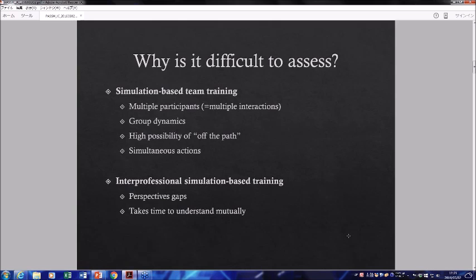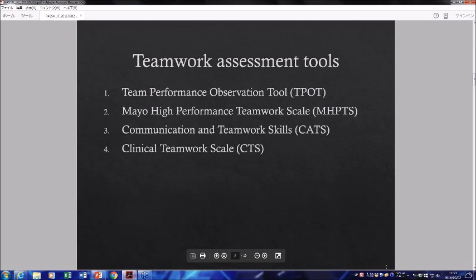And when it comes to interprofessional simulation-based training, it is easy to imagine there are many perspective gaps. When physicians train with physicians, that might be easier than training with other professionals like nursing or pharmacology, because there is less of a gap between the same profession. And the next one is that it takes time to understand each other mutually. So we need validated and highly reliable teamwork assessment tools.